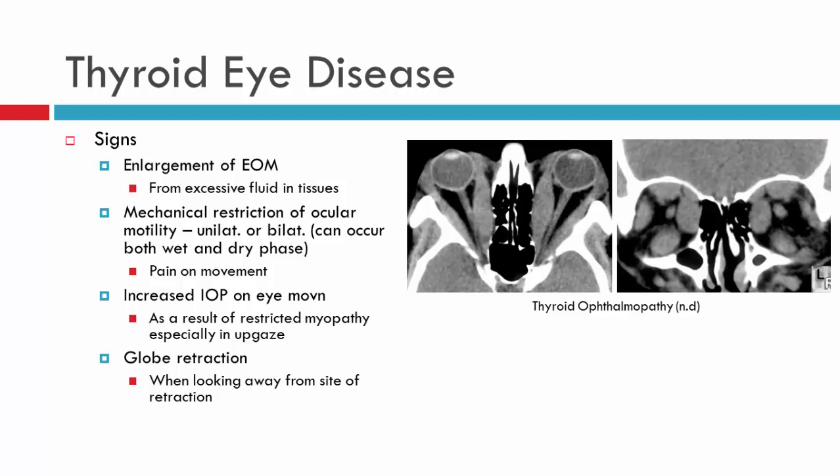Patients will also often complain of pain on movement when you're asking them to move, particularly away from the site of the restriction. The patient may complain of pain. The other thing that we'll see is an increase in IOP on eye movement. Again, that's one of those classic signs around mechanical restrictions, where we see IOP increases when we move in the opposite direction to the restriction. And you may also see globe retraction due to the mechanical restriction that's present.